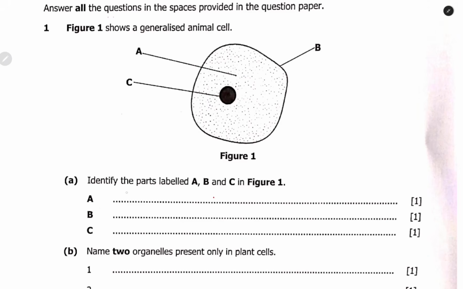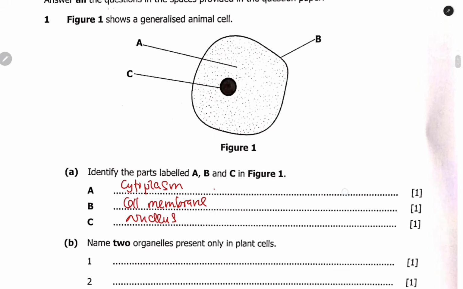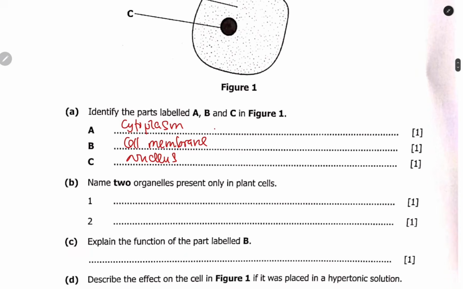So what are the parts? Part A is the cytoplasm. Then part B is the cell membrane. Part C is the nucleus. So these are the parts. 3 marks for free.